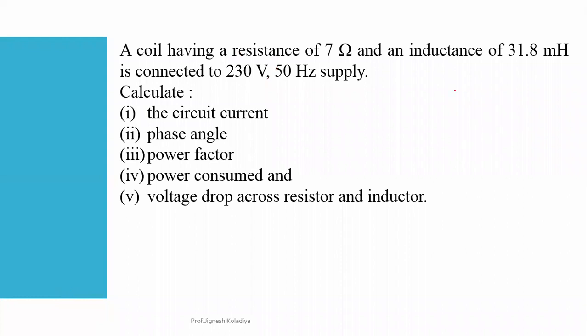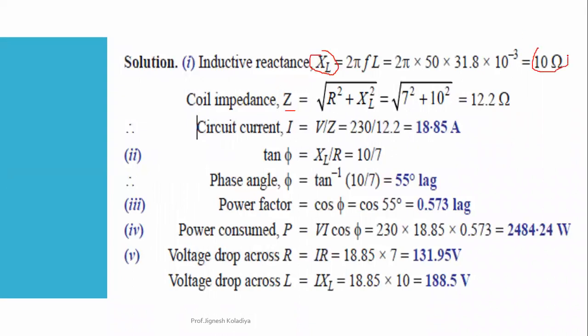So, the XL equation is what? 2 pi FL. Put down the value of frequency and inductor and tell me your answer. 9.9852. Okay, so it is a round figure of 10 ohm.